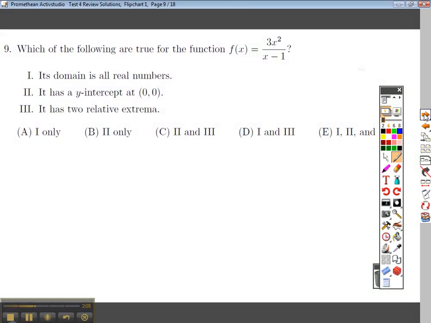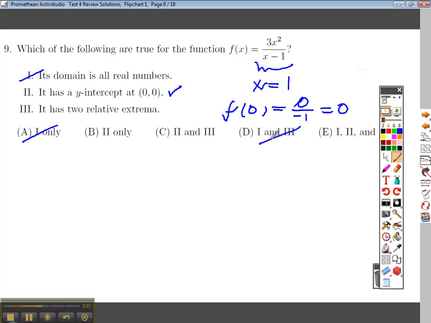Question number 9, which of the following are true of this function? Its domain is all real numbers. Obviously not true, because you can see there's a vertical asymptote at x equal to 1. So you can't actually have x equal to 1. Next thing, it has a y-intercept at 0, 0. Well, sure enough, if you plug in 0 for f, you get 0 over negative 1, which is 0. So 0, 0, that works. Okay, so anything with choice 1 I can eliminate. And it really comes down to, is it 2 only or 2 and 3?